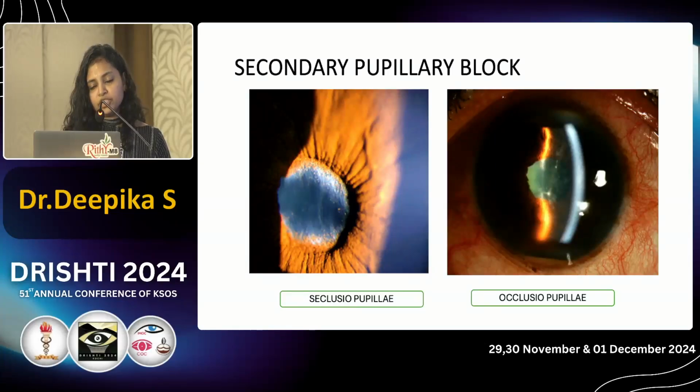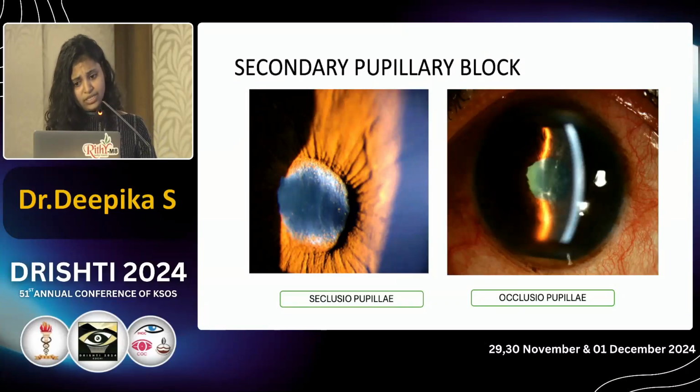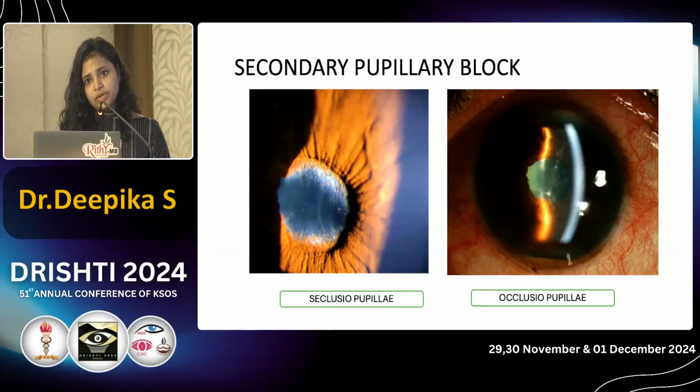Causes in inflammation will include seclusio pupillae, which is a 360-degree posterior synechia, which will cause iris bombe and high IOP. Occlusio pupillae is just a pupillary membrane, which is again causing an iris bombe and high IOP. So how will you manage these patients in OPD?